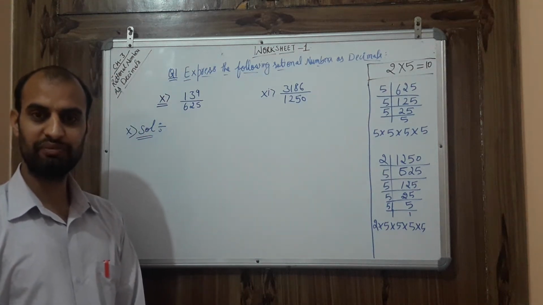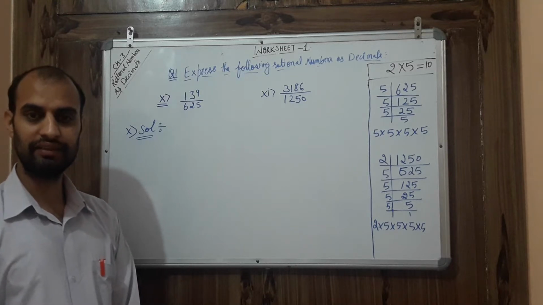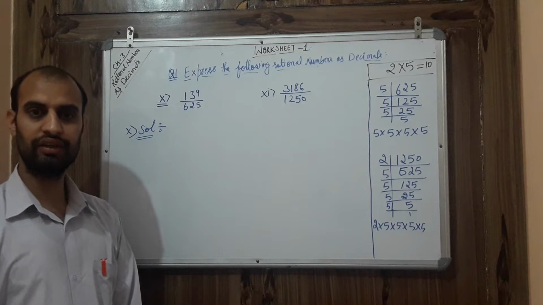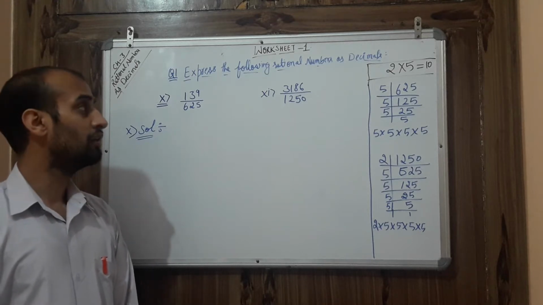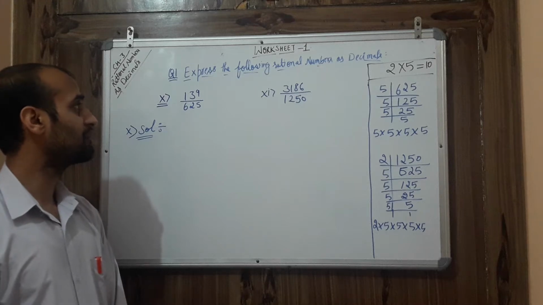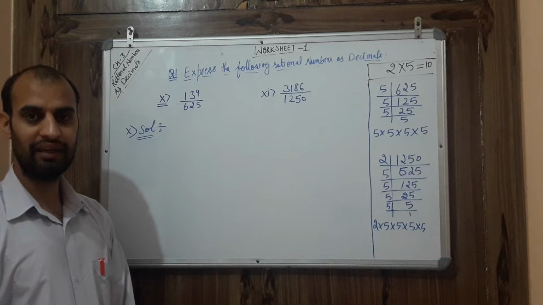As you all know, we are in chapter number 3, that is rational numbers as decimals. How we can convert a rational number into a decimal. In this series today, I am going to take your question number 1, that is express the following rational number as a decimal, parts number 10 and 11.